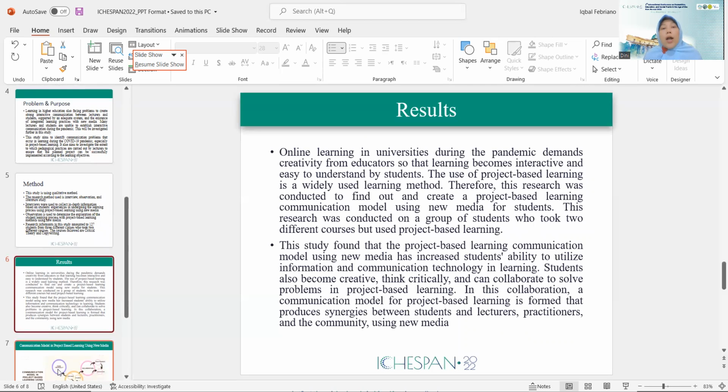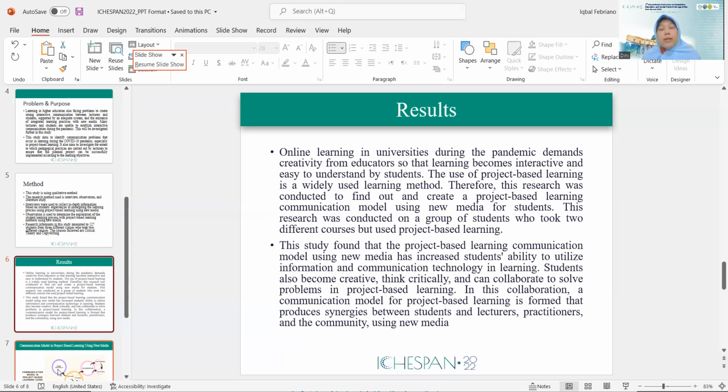Result. Online learning in university during the pandemic demands creativity from educators so that learning becomes interactive and easy to understand by students. The use of project-based learning is a widely used learning method. Therefore, this research was conducted to find out and create a project-based learning communication model using new media for students. This research was conducted on a group of students who took 2 different courses but used project-based learning.